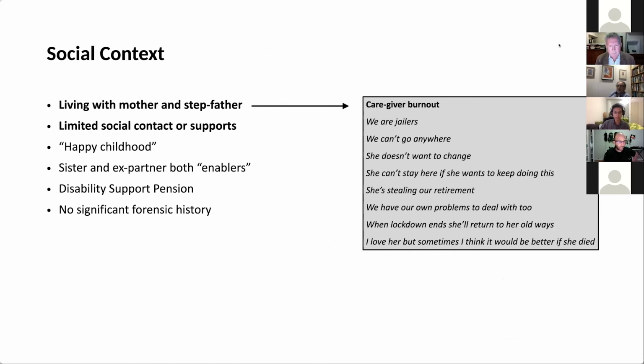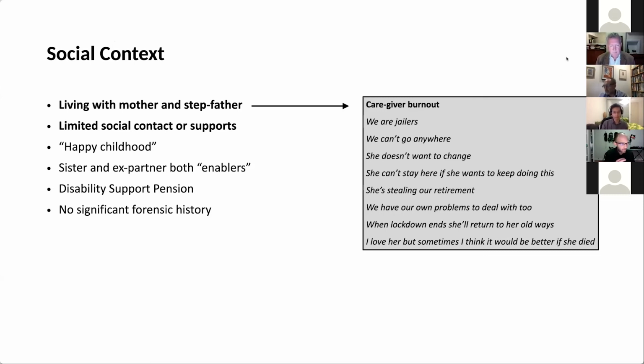Social context with Sally is quite important. So she moved in with her parents in 2019, and while they've been able to provide a very supportive, structured and supervised environment, that's resulted in quite significant carer burnout. So they describe feeling like jailers, that Sally has stolen their retirement from them, and that whilst they love her, sometimes they wish she died for the benefit of themselves and potentially herself.